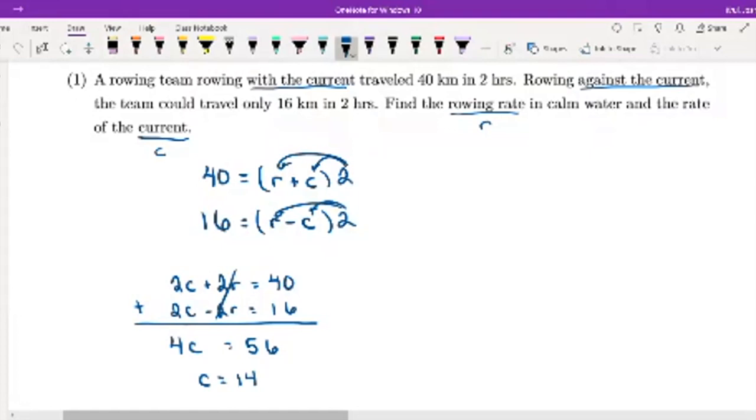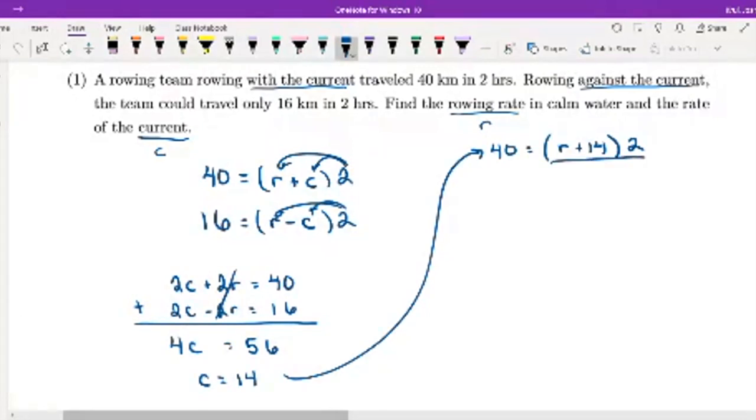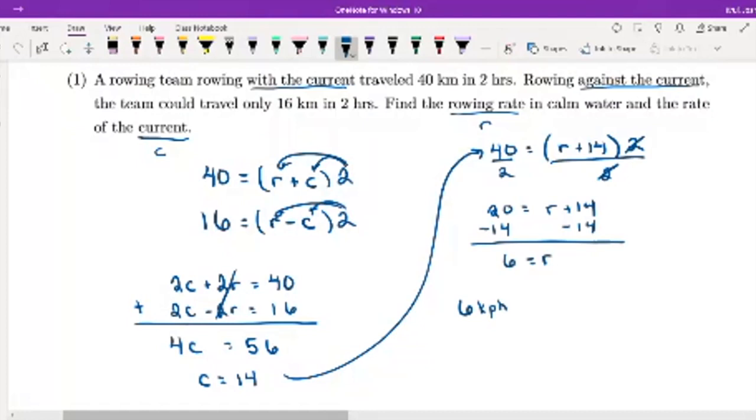Then the rowing rate is what happens when we plug in C to one of the equations. So that means we can divide both sides by 2 to get 20 is equal to r plus 14. Then we subtract 14 from both sides, and we get the rate is equal to 6. So the rowing rate is 6 kilometers per hour, and the current rate is 14 kilometers per hour. Seems a little backwards, but that's okay.